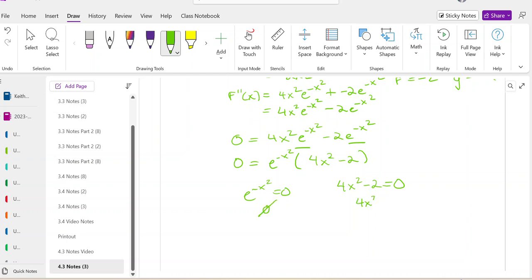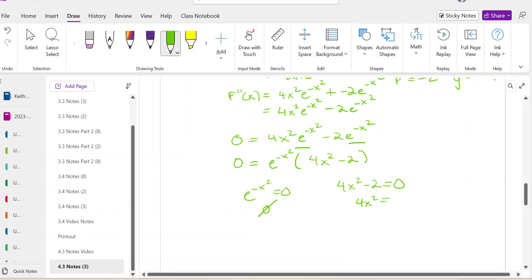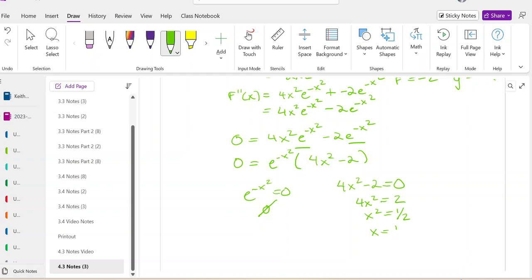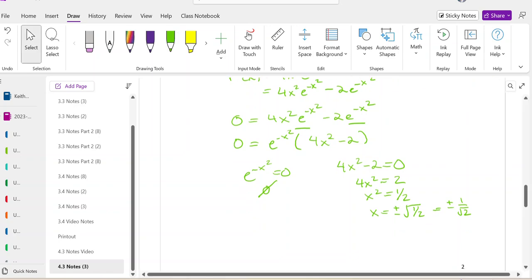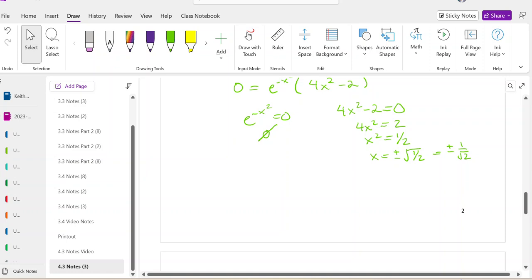But here, sorry, I meant to move the 2 over. Then divide. And then when you take the square root, you get plus or minus the square root of 1/2, which is equal to plus or minus 1 over the square root of 2. So that is the x-coordinate for the point of inflection.